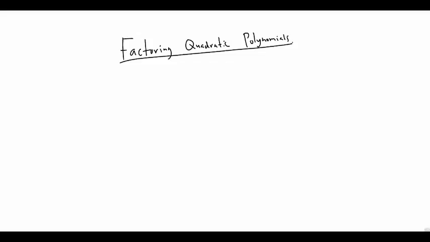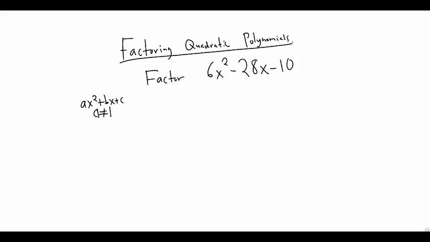Let's explore factoring a quadratic polynomial. Specifically, let's look at one in this shape. What general shape is this polynomial in? It's in the shape ax squared plus bx plus c, where a is not 1. Let's try to factor it. It may or may not factor.